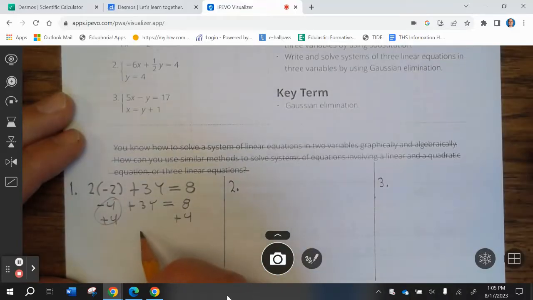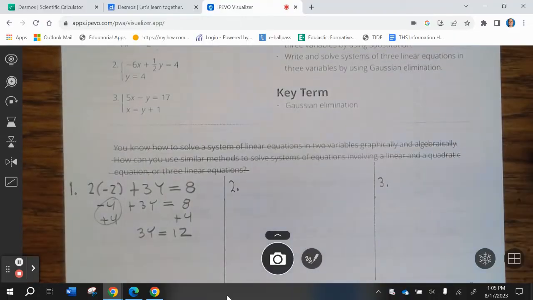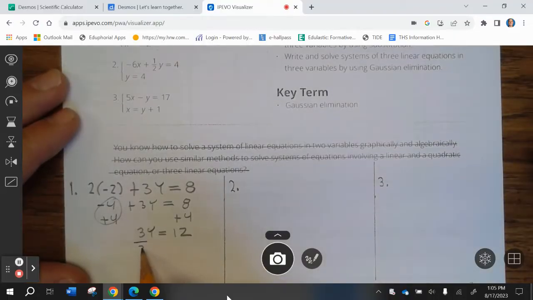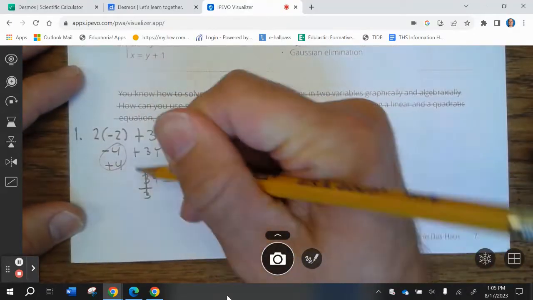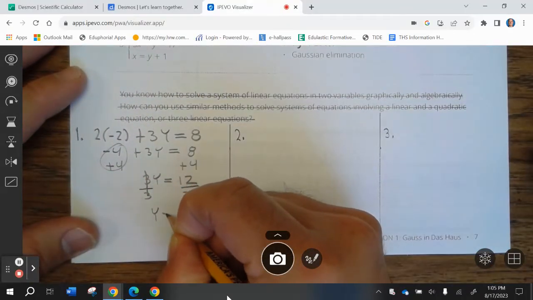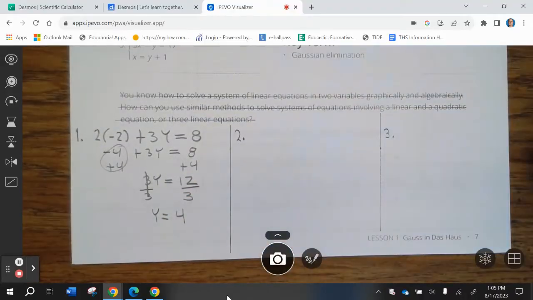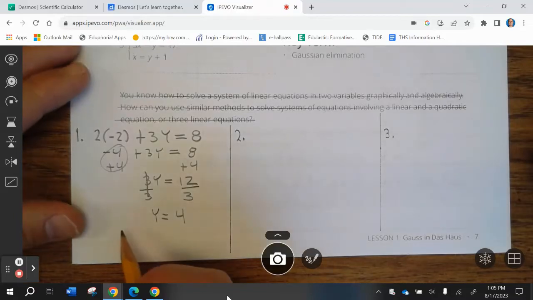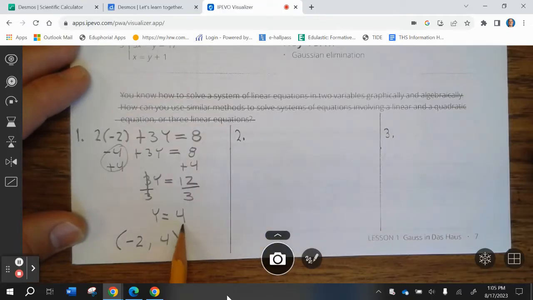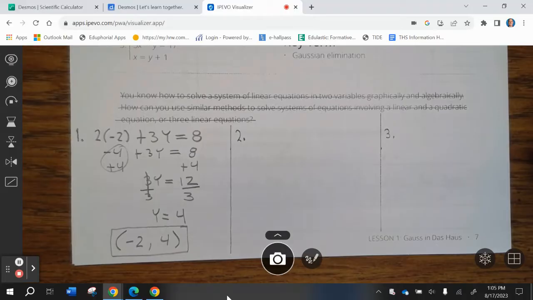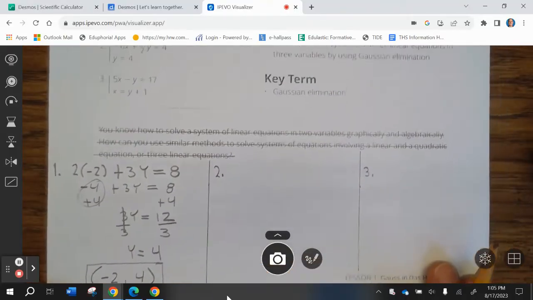This becomes 0. You get 3y equals 12. Divide both sides by 3. 3 divided by 3 is 1, so y equals 4. Now, the solution to a system is a point, so that solution is -2, 4. All right, go ahead and finish up number 1. Let's take a look at number 2.